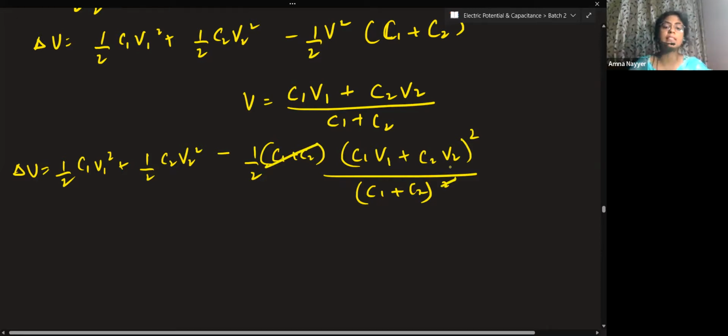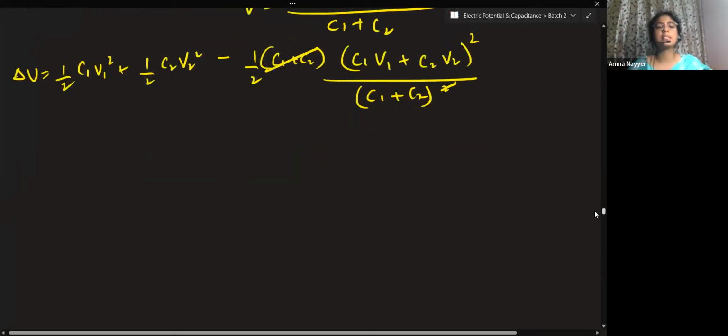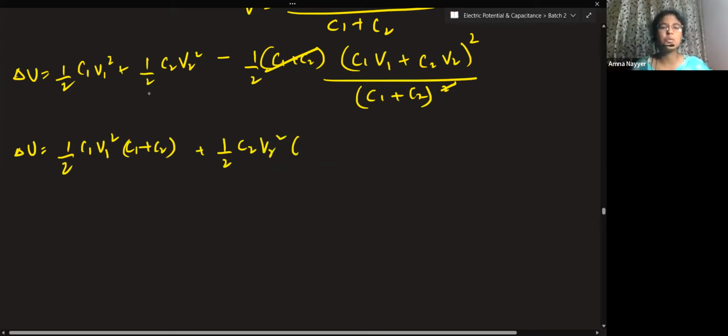Apart from this cancellation, half is common in every term, but C1 plus C2 is coming in the denominator. Whenever you have to solve an equation and the denominators are different, you take the LCM of them. So we'll also take the LCM in this case. So delta U will be, taking the LCM, C1 plus C2. This is half C1 V1 square multiplied with C1 plus C2, plus half C2 V2 square multiplied by this.